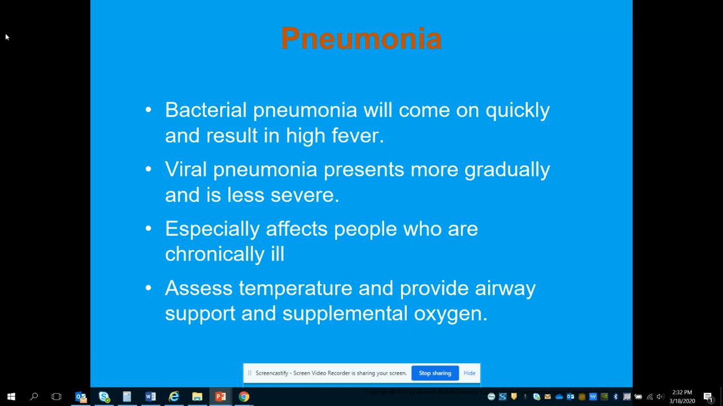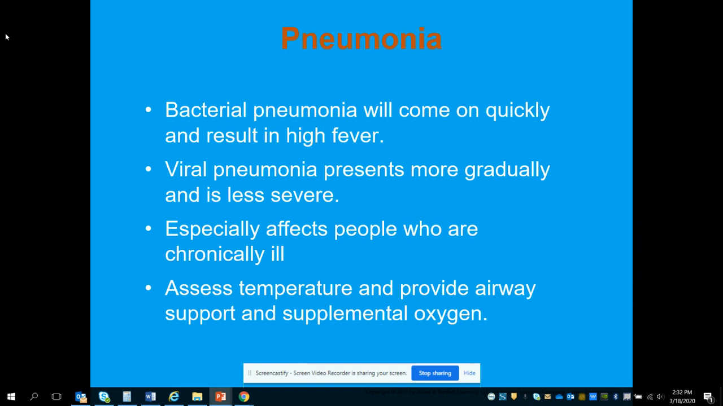Looking at pneumonia, there are different types of pneumonia. You have bacterial and viral pneumonia. Bacterial pneumonia will come on quickly and result in a high fever, and this can be treated with antibiotics, whereas viral pneumonia presents more gradually and is less severe, and it cannot be treated with antibiotics. This will especially affect older people or those who are already chronically ill. We want to assess the temperature and provide airway support and supplemental oxygen if needed.